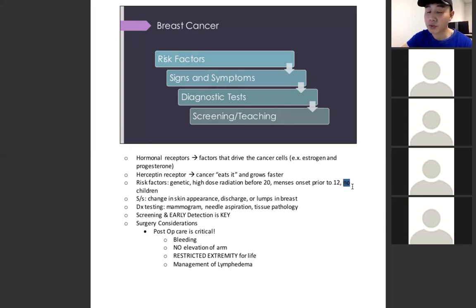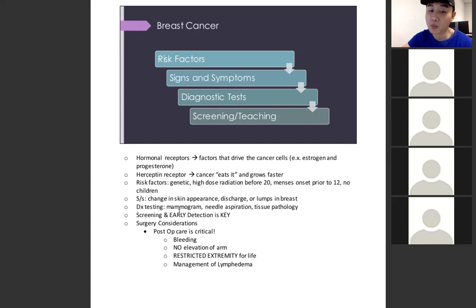Or having no children. Usually women who have no children are at higher risk than women who have children of developing breast cancer. Signs and symptoms include change in skin appearance, discharge, or lump in the breast. All right, so the breast sometimes discharges weird substances. That can be a warning sign of cancer. And of course, lumps on the breast.